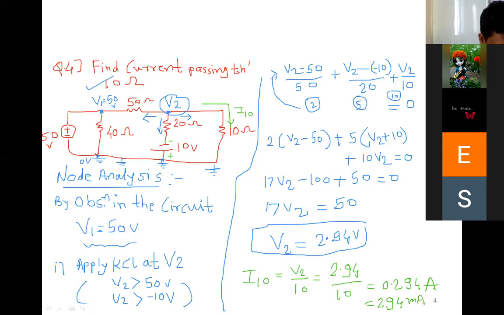Okay, this is the answer of the current passing through the 10 ohm. So many students make mistakes here, they take this as a principal node. Yes, it is a principal node, but the value is directly given. The observation should be strong. If the observation is good, then you can solve such types of problems. So at two places the students are making mistakes in this problem. So what are these two mistakes? First of all, they are treating this like this.